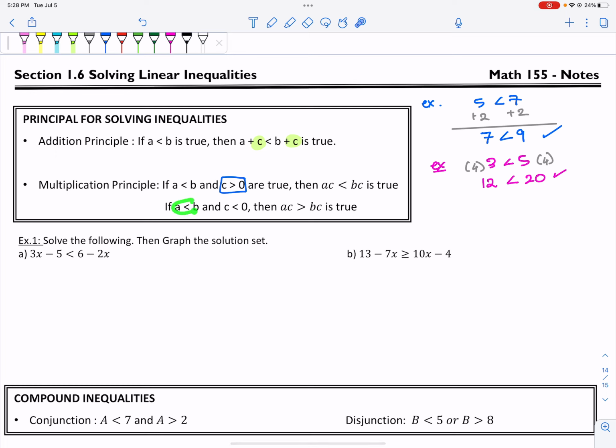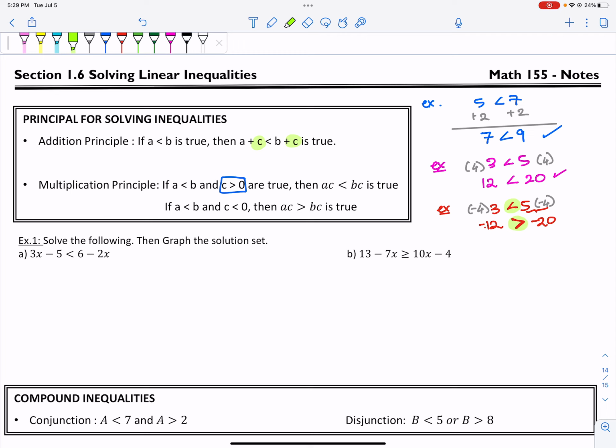Now, if A is less than B and C is less than 0, that means C is negative, then A times C is going to be greater than B times C. So notice that the inequality changes. So for example, we have 3 is less than 5. And this time we're going to multiply by a negative 4. Then we end up with negative 4 times 3 is a negative 12, and 5 times a negative 4 is a negative 20. Now notice that negative 12 is bigger than negative 20. So we have to write the inequality this way. So notice that the inequality changes direction.